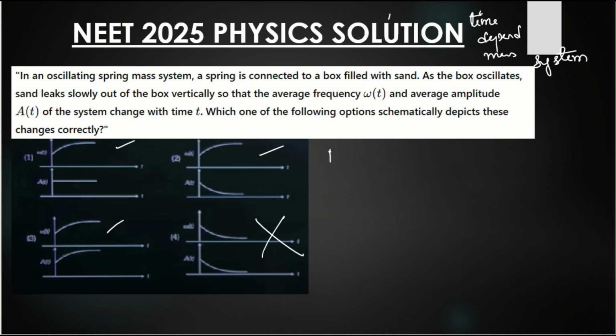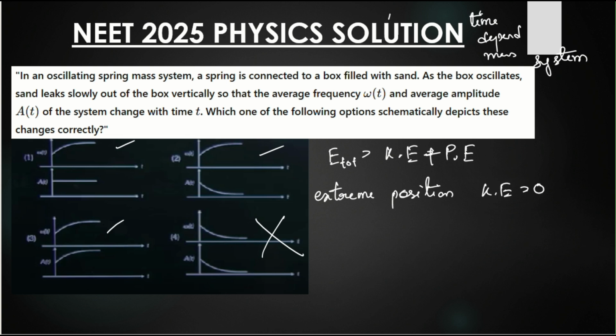Now the total energy of a spring mass system is KE plus PE, kinetic energy plus potential energy, right? Now at extreme positions, we know that kinetic energy is 0. The potential energy will be equal to half kx square. Remember, I'm talking about the extreme position. So x will be equal to A, that is the amplitude. So the potential energy will be half kA square.